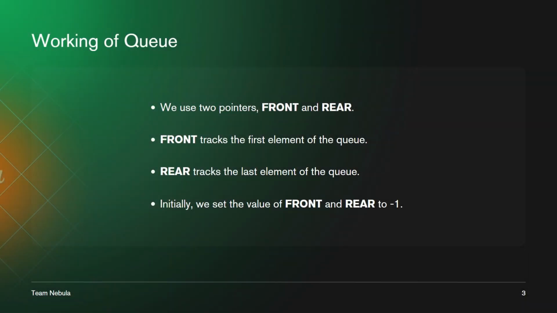Working of queue. The queue operations work as follows. We use 2 pointers, front and rear. Front tracks the first element of the queue. Rear tracks the last element of the queue. Initially, we set the value of front and rear to -1.